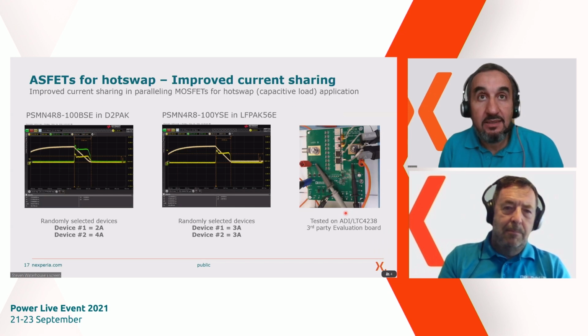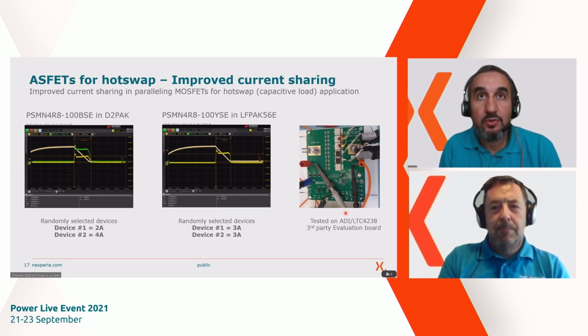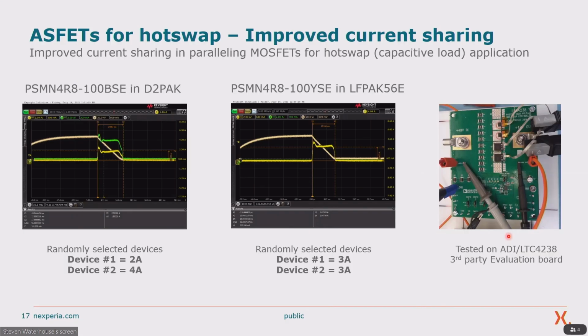And an added benefit of this technology is the improved current sharing when the MOSFETs are paralleled in linear mode applications. Here, we're using the same board that is shown on my right. Two devices from a D2PAK package, as well as two devices from an LFPAK56 package were used. Exactly the same profile was applied to both devices, and yet we see in the very far left picture the scope plot showing the green and yellow current going through each of the D2PAK MOSFETs.